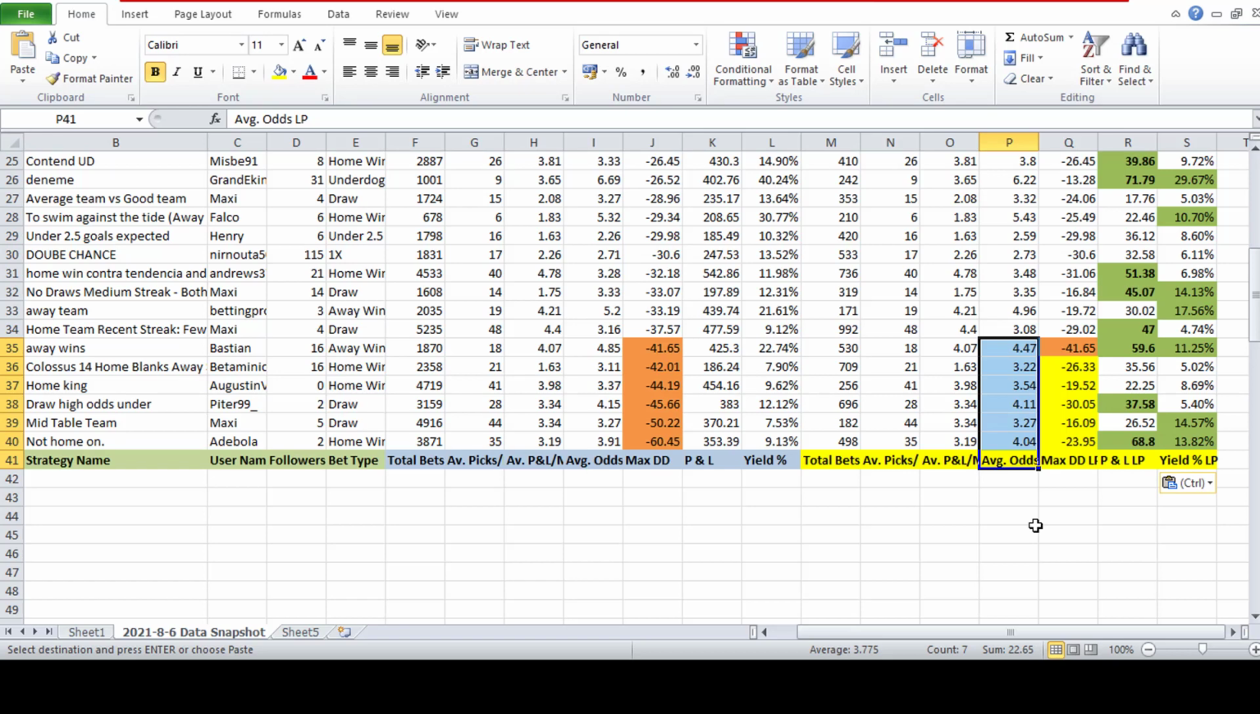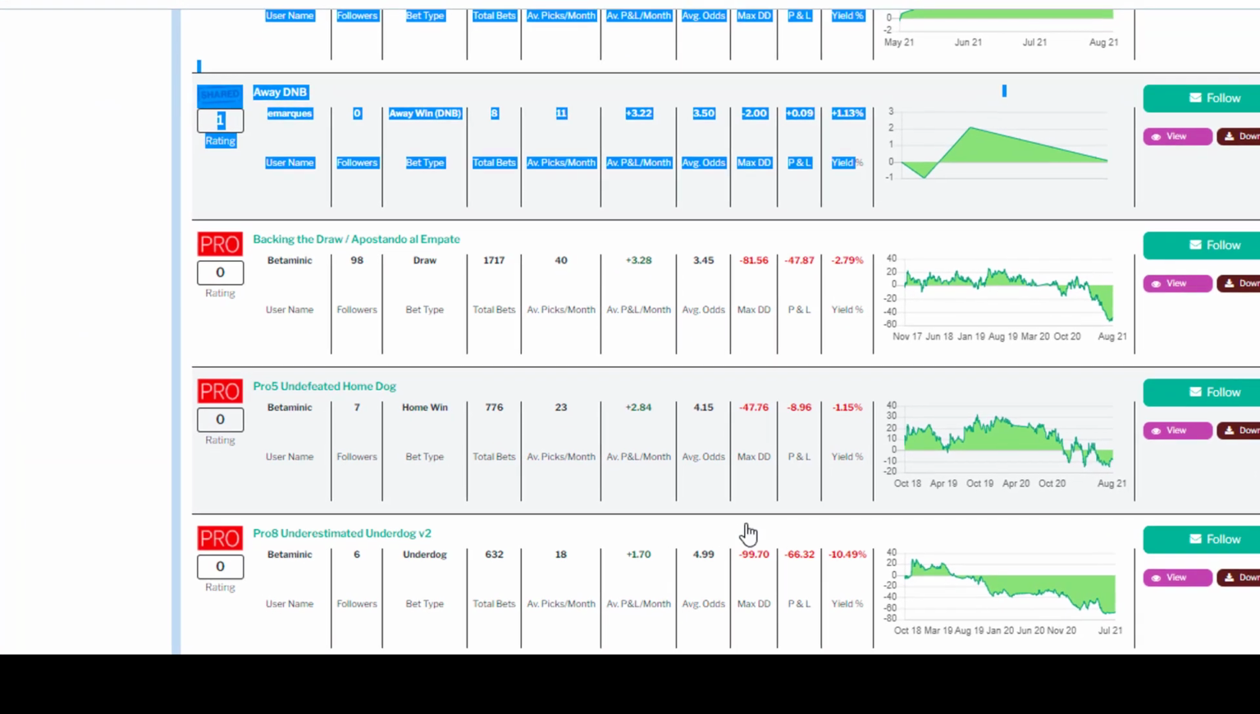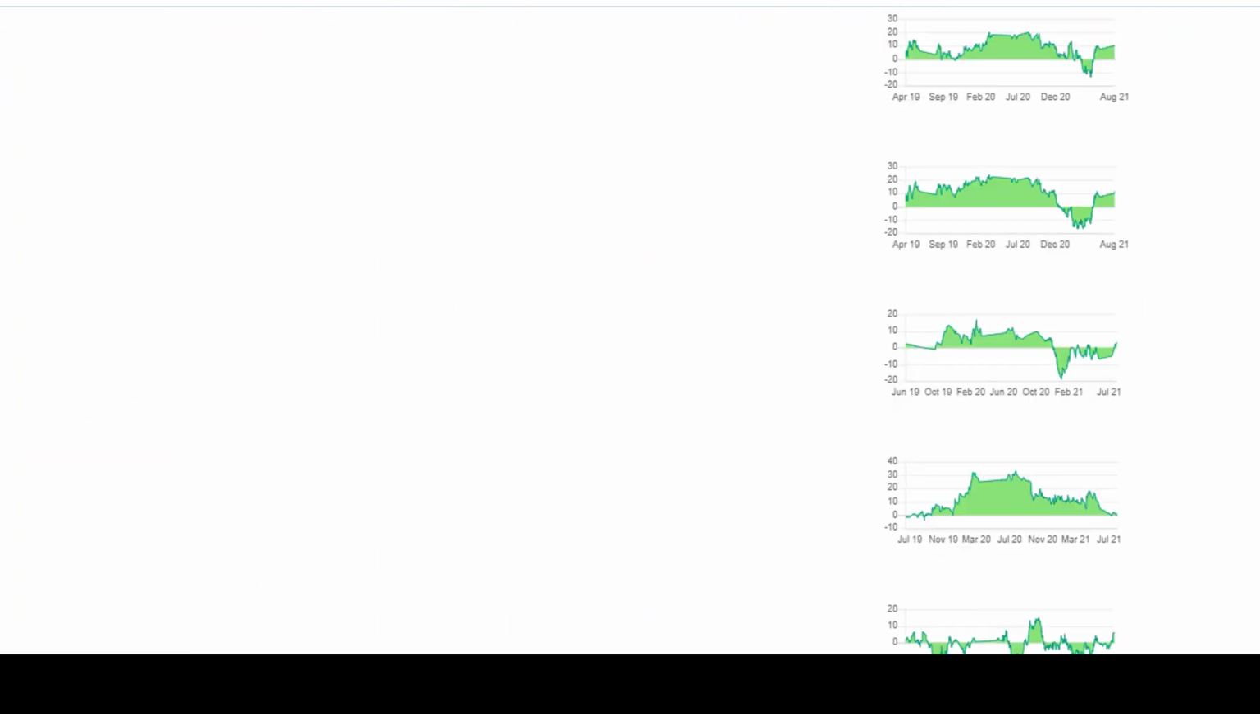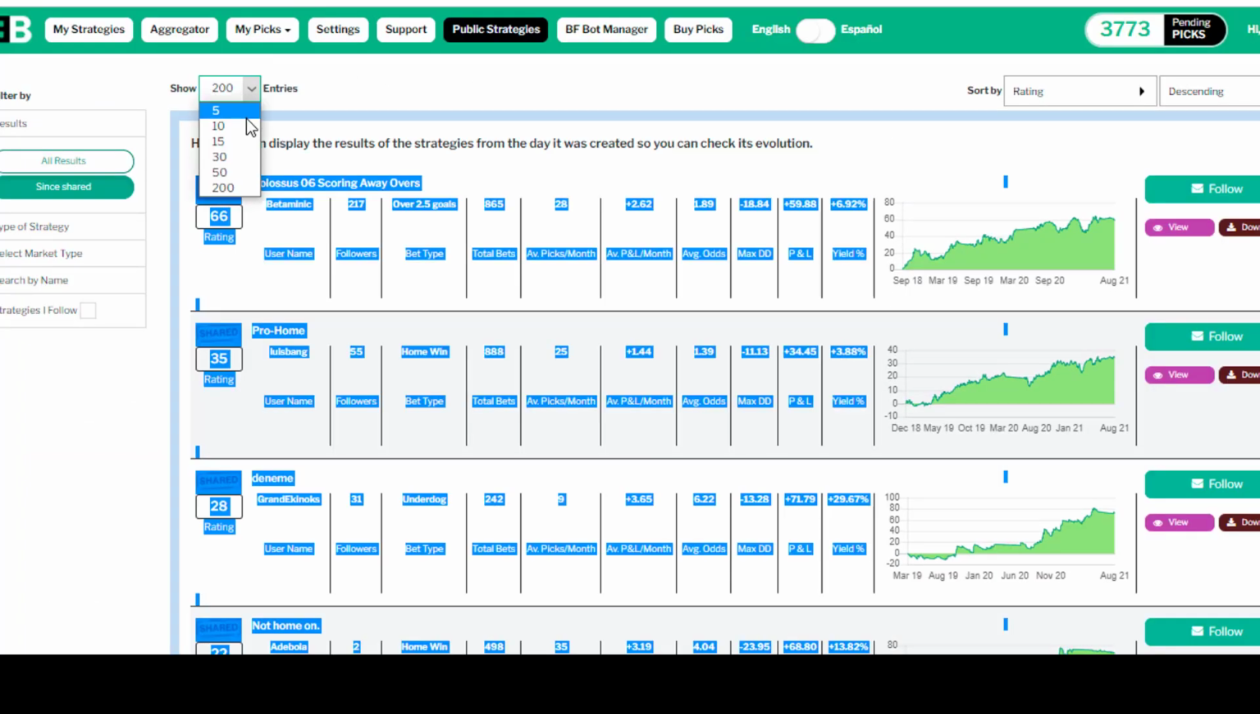Another thing I consider is the average odds. Personally, I don't like betting on high odds because I just think they naturally have higher drawdowns because they have longer losing runs, even if they're going by their normal pattern, normal trend. So when something has odds over 5, then I don't really like those kind of strategies.